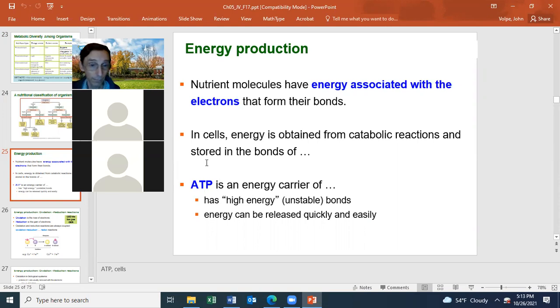And when the phosphate group is broken off, that releases a lot of energy, both quickly and easily. And then the cell can use some of that energy for the cell's energy needs. I'm saying some of that energy because whenever you convert energy from one form to another, some energy is always converted into heat. All right, any question about any of that?